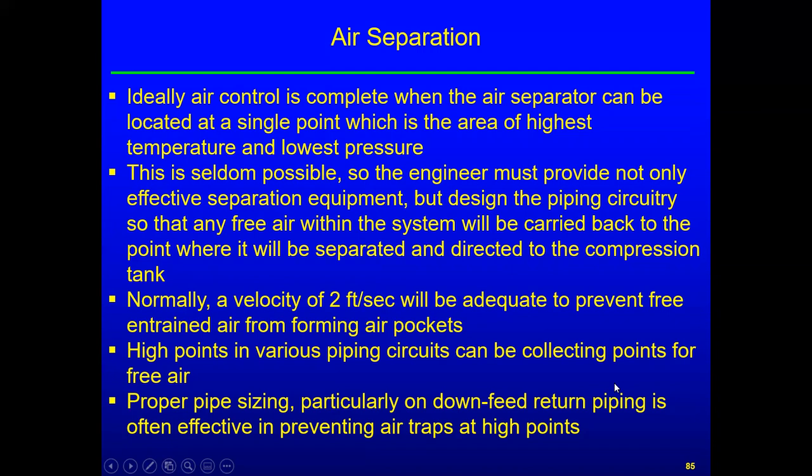Okay, here's another big number for us. Normally a velocity of 2 feet per second will be adequate to prevent free entrainment of air from forming air pockets. Okay, so we got to maintain at least 2 feet per second if we want to be sure that we can circulate this air that may have come out of solution back to the point of air separation. High points in various piping circuits can be collecting points for free air. Proper pipe sizing, particularly on downfeed return piping, is often effective in preventing air traps at high points.